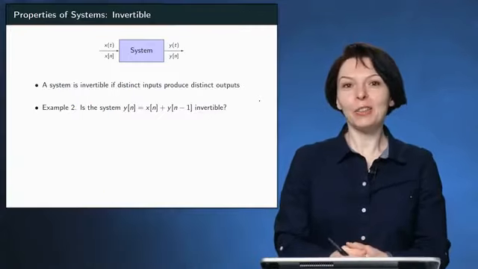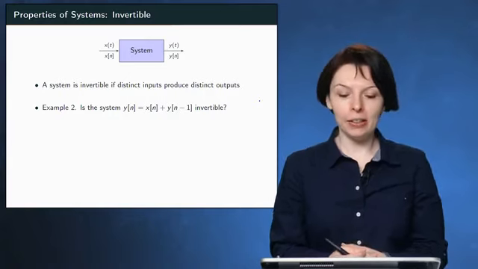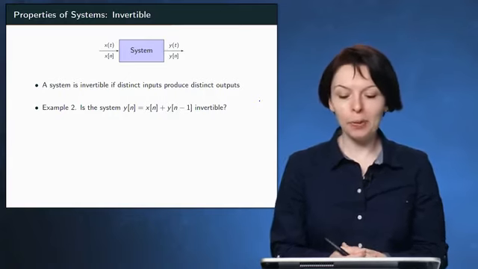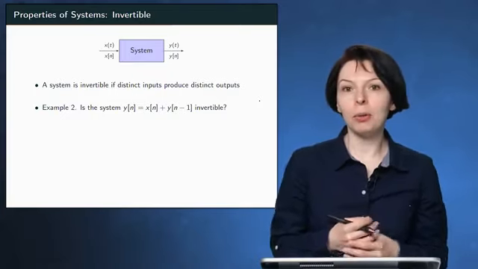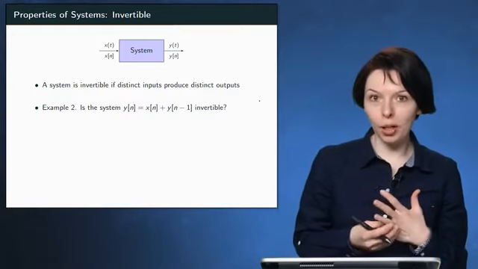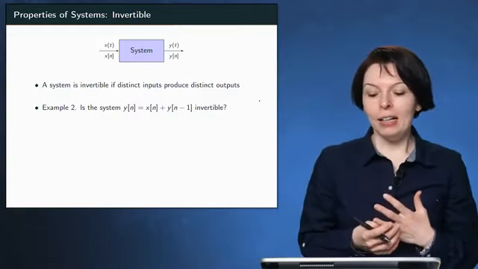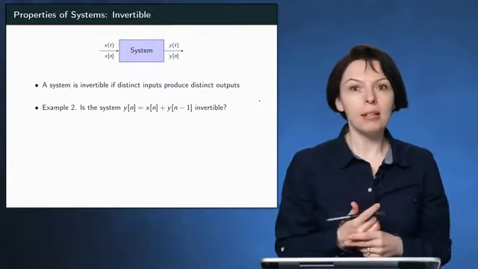All right, here is another example for invertibility as a system property. In this system, y of n is defined as x of n plus y of n minus 1, and we want to know if this system is invertible or not. If we can find the inversion formula, we can prove that the system is invertible.